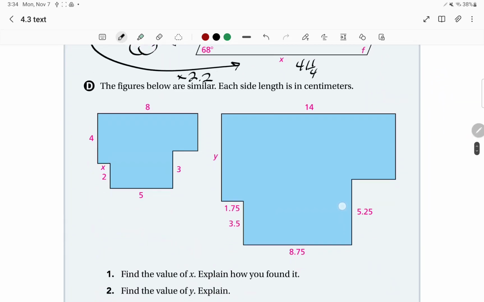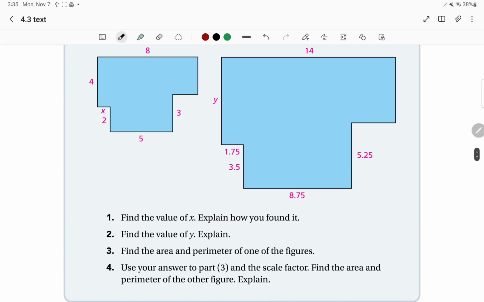Now on this last one, this will also jump back to our lab sheet. For number one, let's find the value of x right here and explain how you find it. There are multiple ways to find that value. Also find y, and explain how you found it. So go ahead and answer parts 1 and 2, come back to the video, and then we'll go on from there.